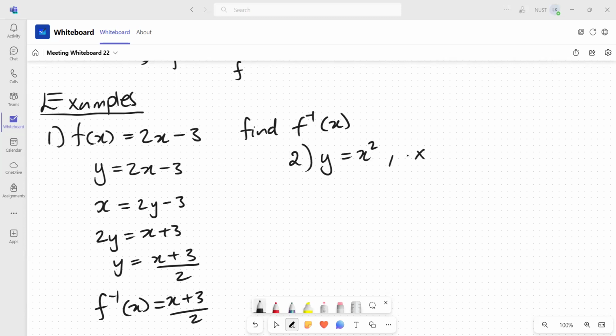And here we are told that x is greater than or equal to 0. Remember, because we're finding an inverse, our function must be bijective. If this condition was not given, our function here would not be injective, not one-to-one. So when x is restricted, our function is now injective, and now it is bijective.